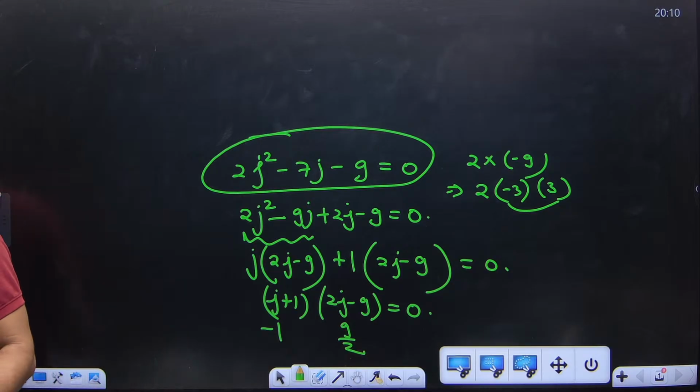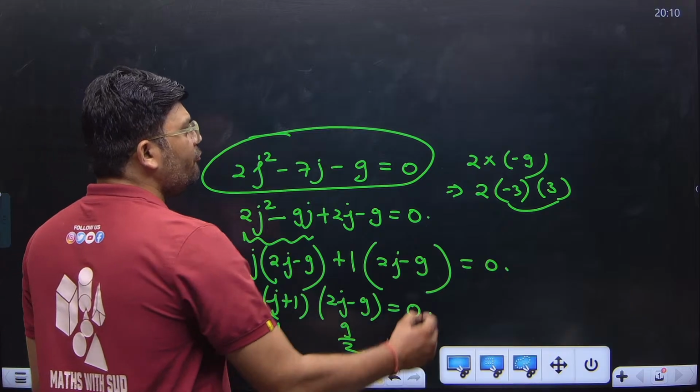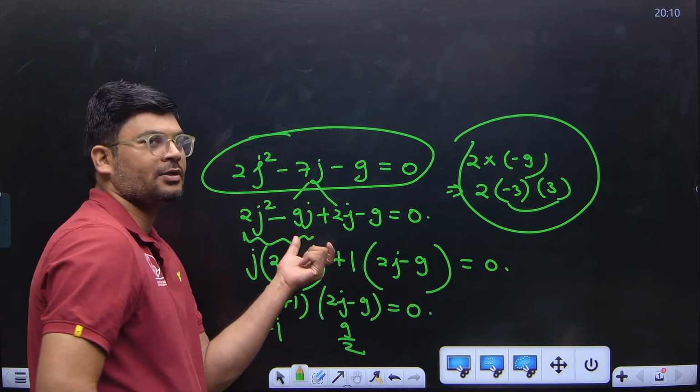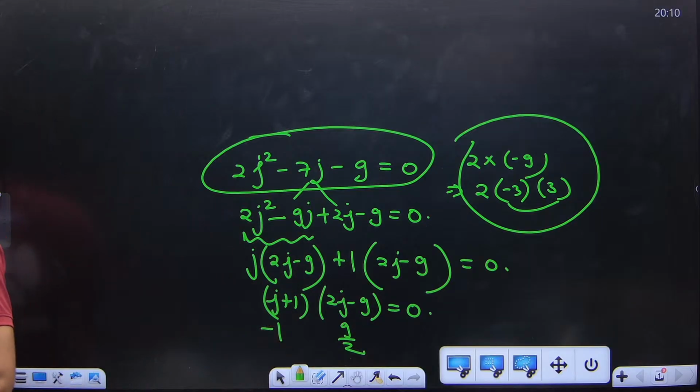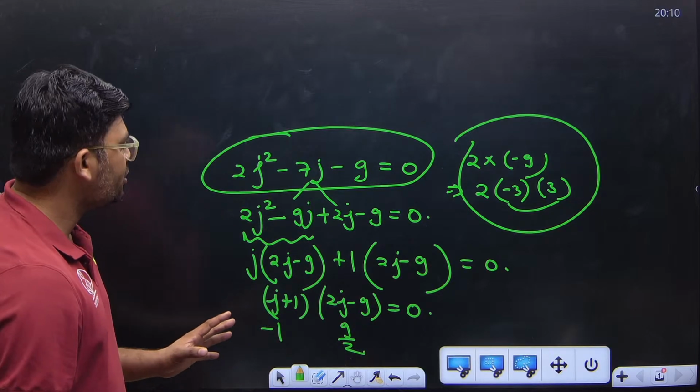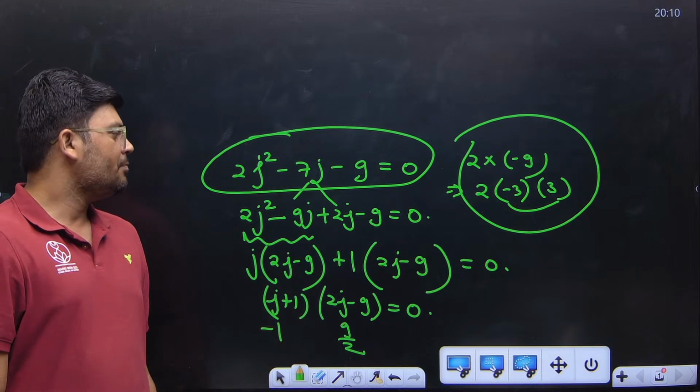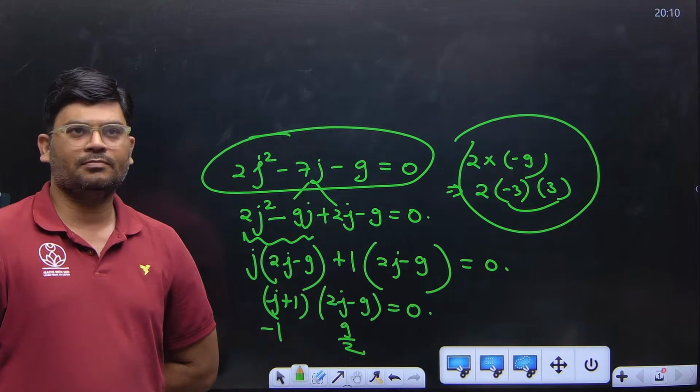See, the main thing in this is to factorize, to split the middle term. This is the main thing. You have to split the middle term. If you have learned how to do the splitting of the middle term, the question is yours. You can easily solve it. The main thing is to find this middle term. And how to split the middle term?